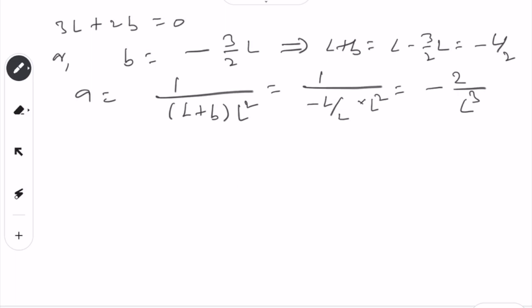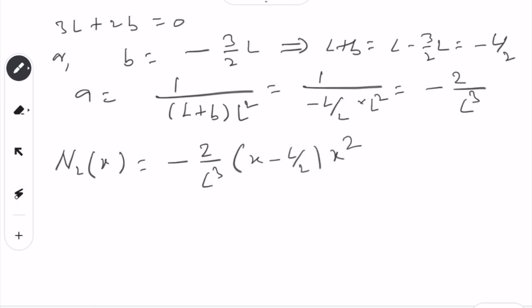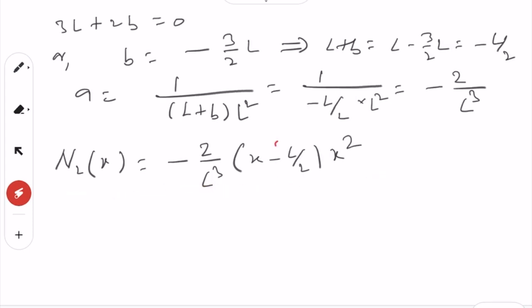So b we get minus L over 2, a we get minus 2 over L cube, and hence we can find n2 as a function of x: minus 2 over L cube, then x plus b, so we get x minus L over 2, and then we have x square. So we get n2 like this. I realize there is an error here. So b is equal to minus 3 over 2 L, so this x plus b will have the 3. Okay.